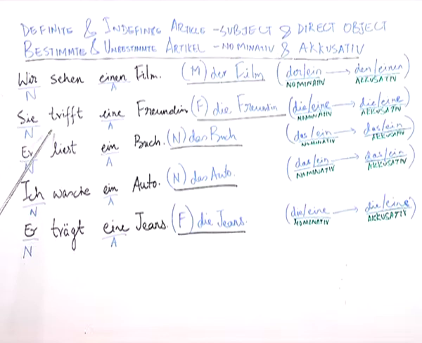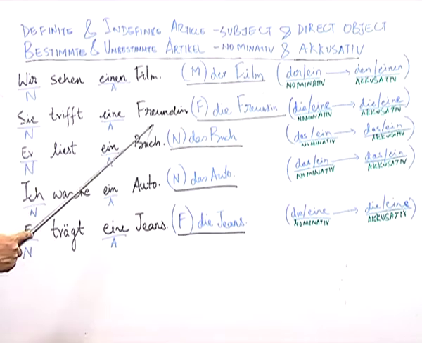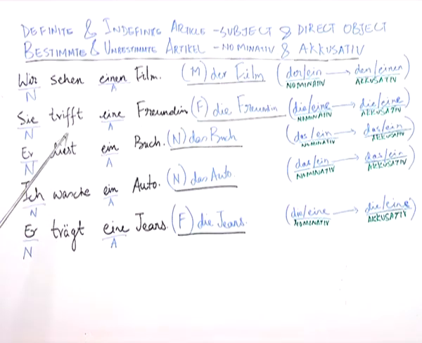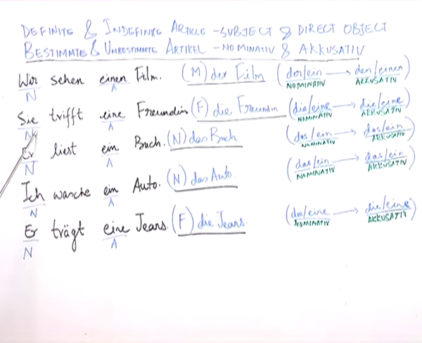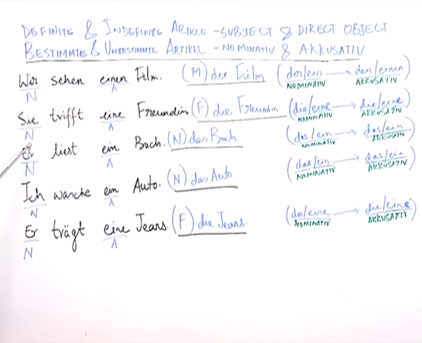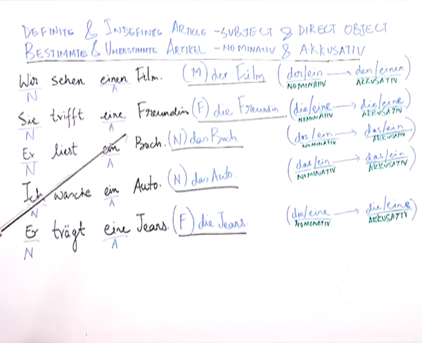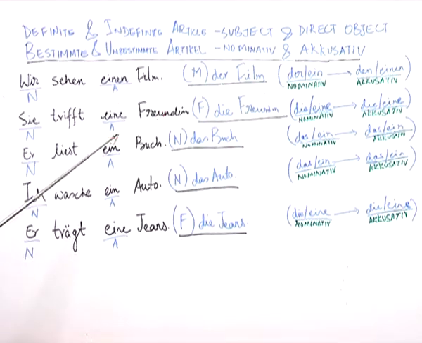Look at the sentence number 2. Sie trifft eine Freundin. Trifft comes from the infinitive verb treffen, which means to meet. Here sie, which is a third person singular feminine, is the nominative. Eine Freundin, a female friend, is the accusative case or the object case or the direct object case.